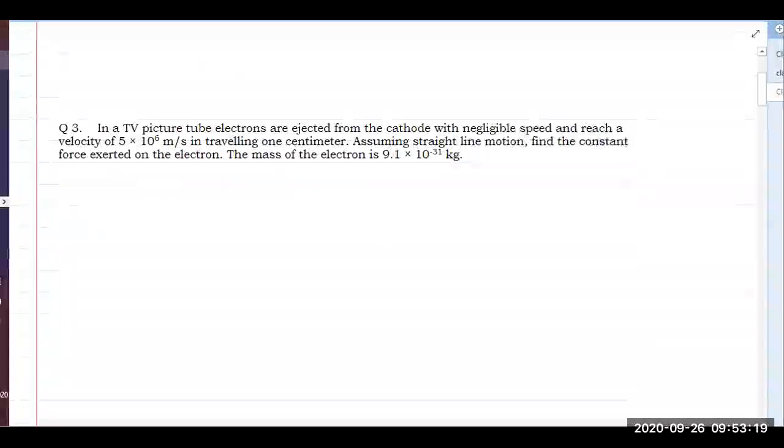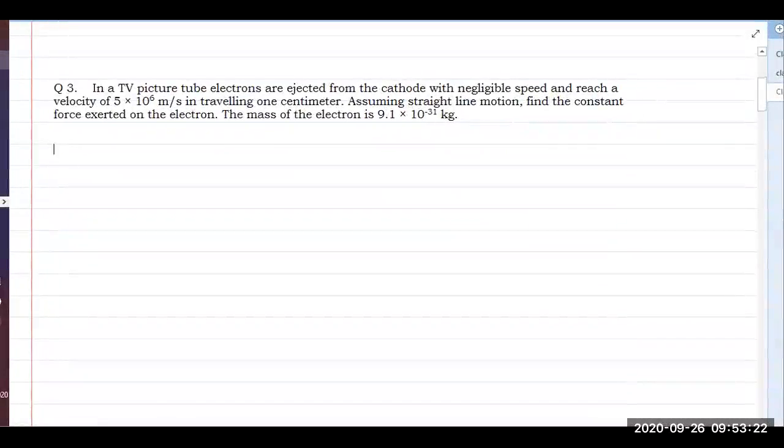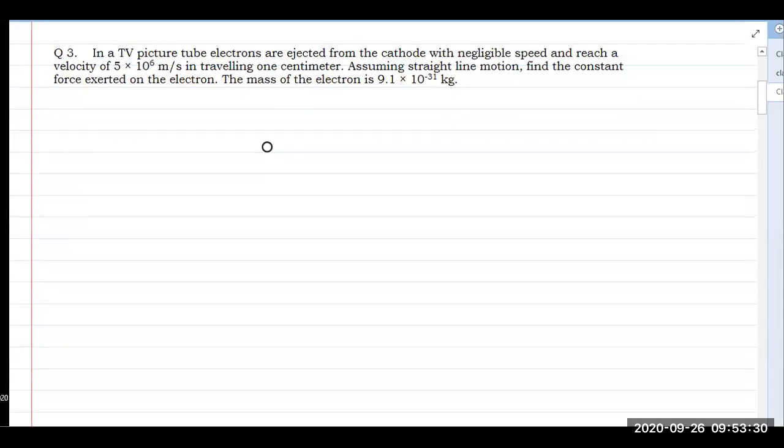Picture in a TV picture tube. So now you have all the TVs based on either LCD technology or TFT technology, or you have plasma TV. But in old days, 15 years back, 20 years back, we were having CRT TV, cathode ray TV. So this question is related to that.